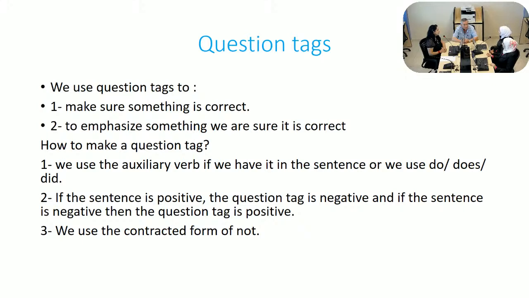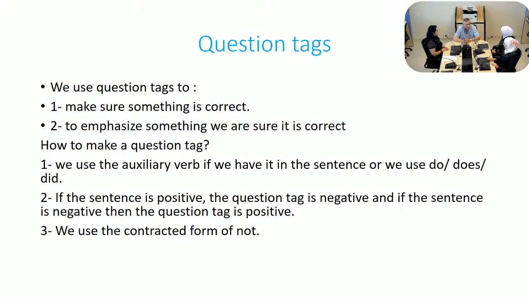First, we use the auxiliary verb if we have it in the sentence. So the same auxiliary in the sentence should be used. Or we use do, does or did, and this depends on the tense of the sentence. Because in the simple present, in the positive, we do not have an auxiliary, so we use do or does. In the past simple, when the sentence is positive, we do not have an auxiliary verb, so we use did in the past and do and does in the present. If the sentence is positive, the question tag is negative. And if the sentence is negative, then the question tag is positive.